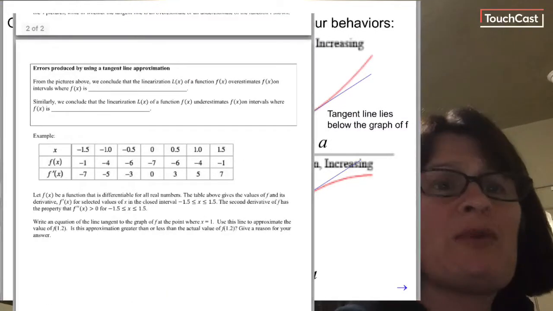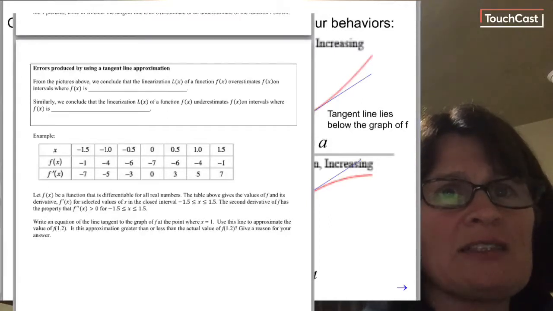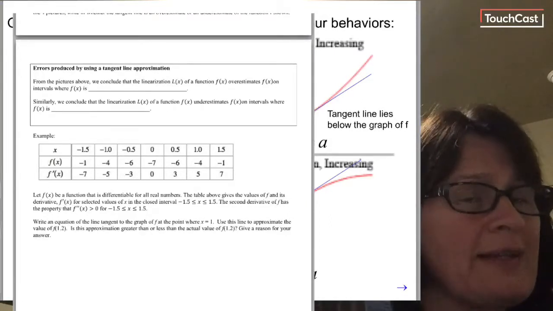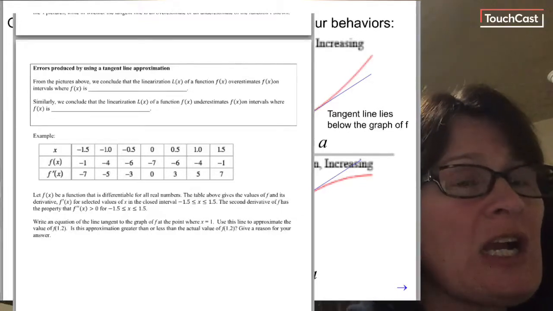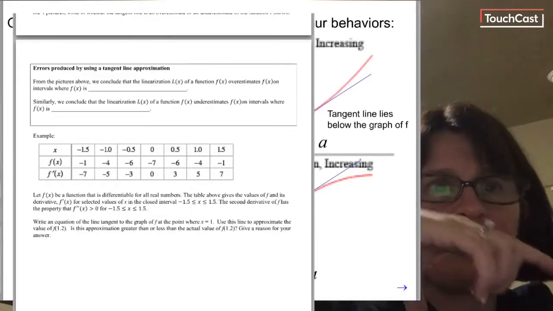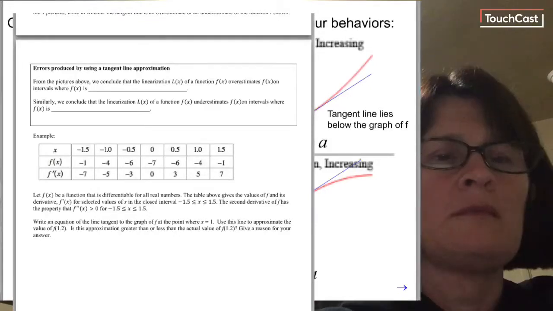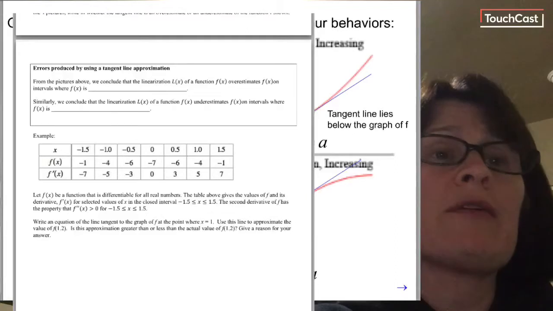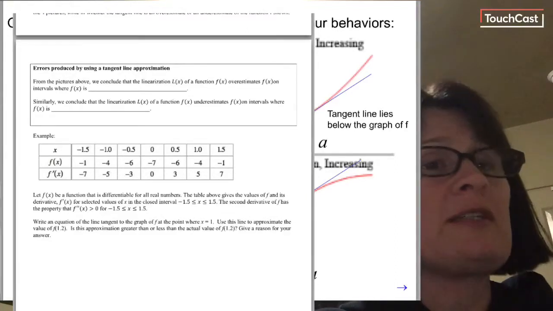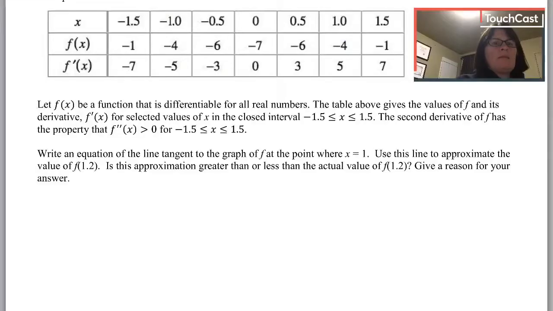So from the pictures above, we conclude that the linearization L of x of a function f of x overestimates f of x on intervals where f is... Give an approximation using a linearization, and then say something about whether that approximation is going to be an overestimate or an underestimate. So here we go.